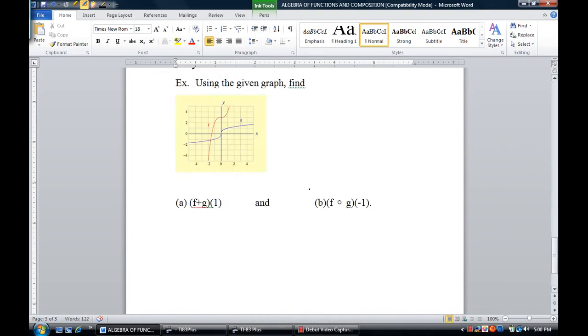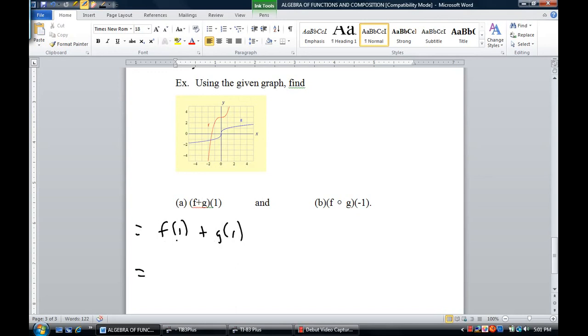In this last example, you're given a graph to represent the two functions f and g. F is this one and g is that one. If you can see, f is the red one, g is the blue one. So we're going to just do a couple of these. You're asked to find f plus g of 1. So that means we need to find f of 1 and find g of 1, then add those two together.